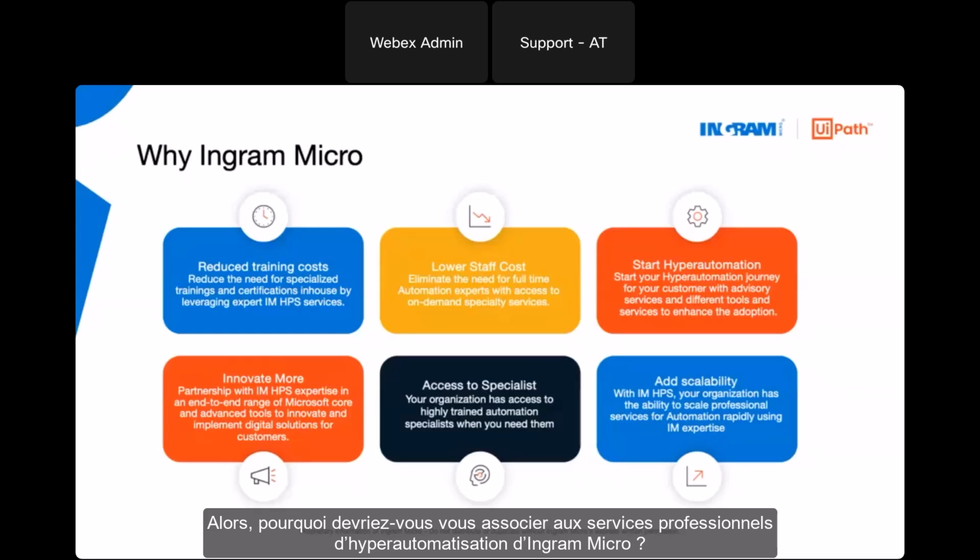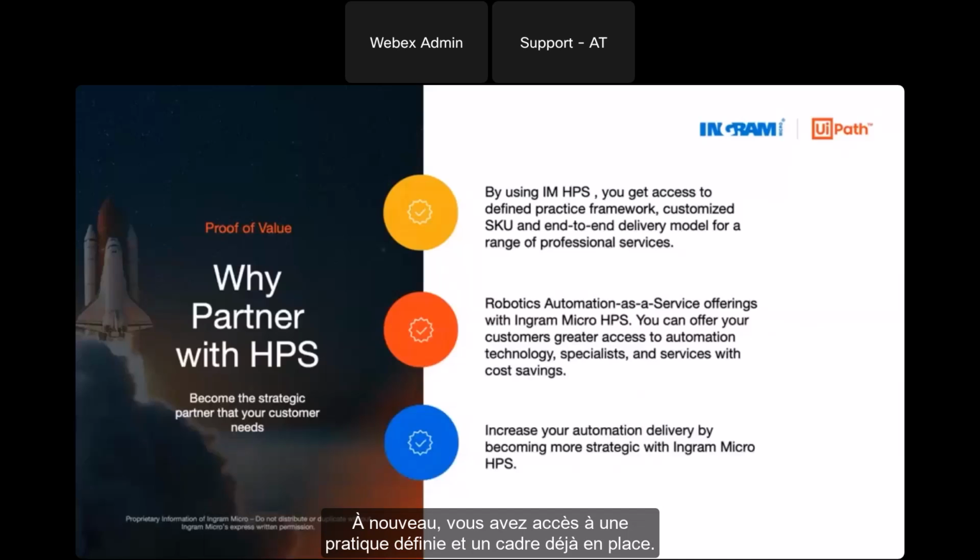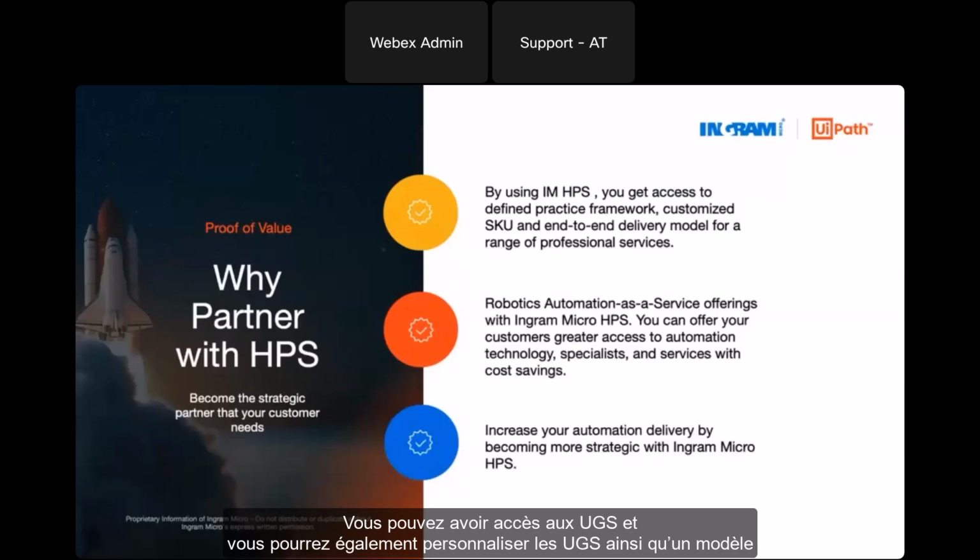So why you should partner with the hyperautomation professional services inside Ingram Micro. Again, you have access to a defined practice, a framework that's already in place. I'm going to share, in an upcoming slide, some of the services that you can offer to your customers and that the Ingram Micro team is going to be responsible to deliver. You can have access to the SKUs and also to customized SKUs and an end-to-end delivery model for a range of services that are part of the Ingram Micro offering to add value to your customers.